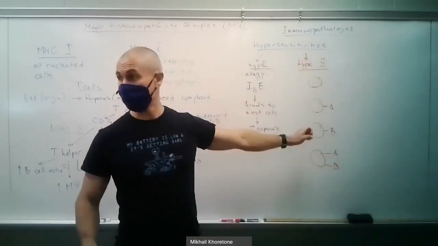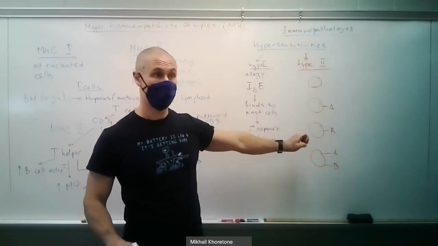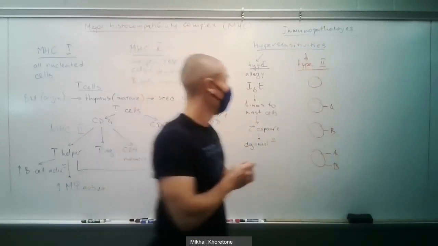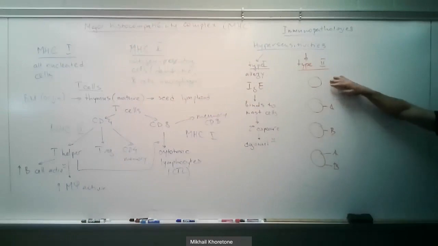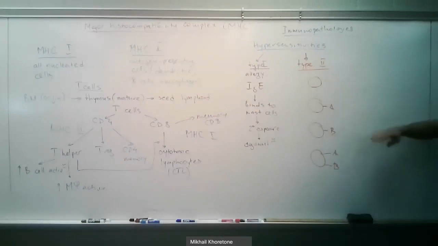Those are red blood cells. Okay. So this is type O. This is A, this is B, this is AB. What does that mean? Look.